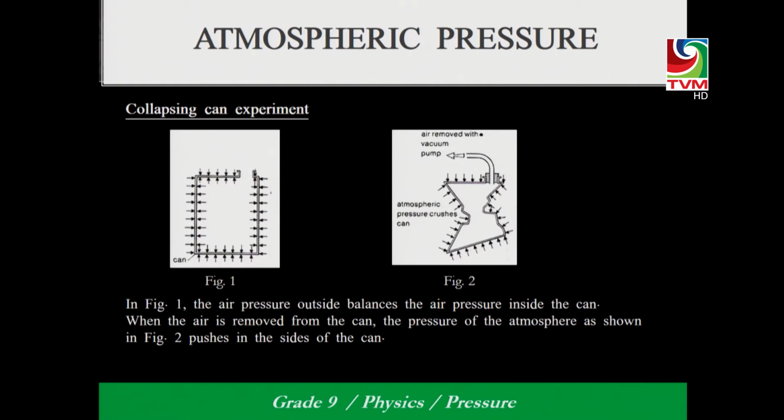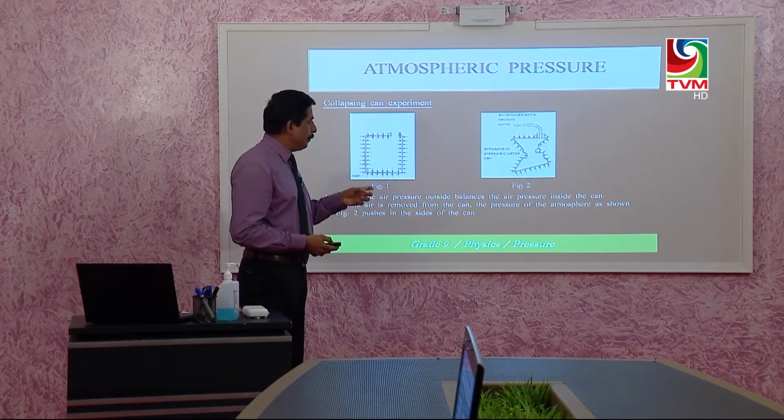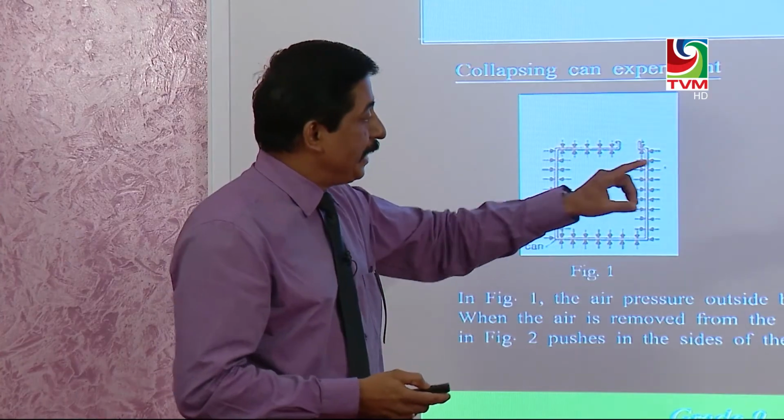But in figure 2, look at figure 2, the air is removed from the can. When you remove the air from the can, the inside pressure decreases compared to the outside pressure. So, outside is higher pressure and inside is low pressure.